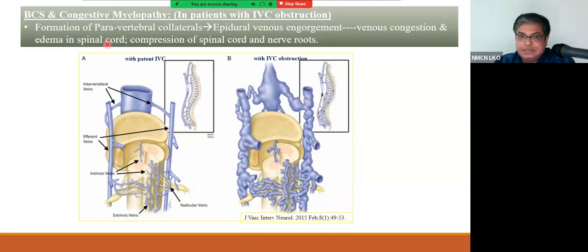So this is a normal condition where we can see how normal paravertebral and epidural or radicular veins look. And this is in case of obstruction, where these vessels are quite tortuous.